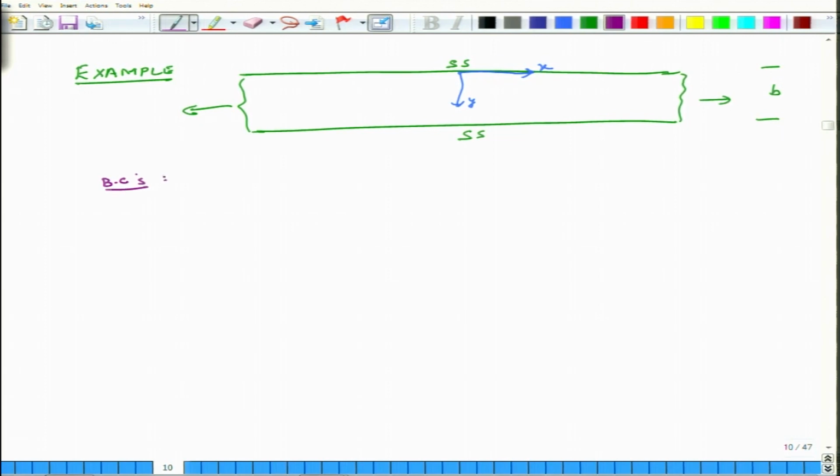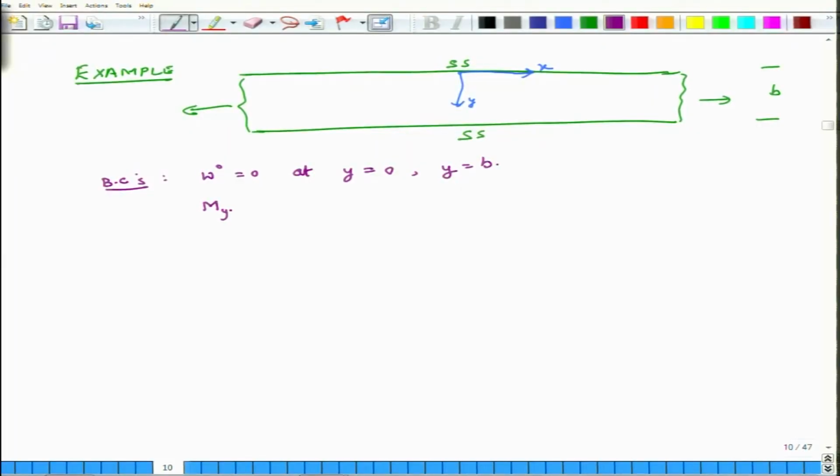The boundary condition is that w naught is equal to 0 at y is equal to 0 and y is equal to b. Also, because the plate is simply supported along its length, moment. And what moment will it be? Mx, My or Mxy? It will be My. So My is also 0 at y equals 0 and y equals b.